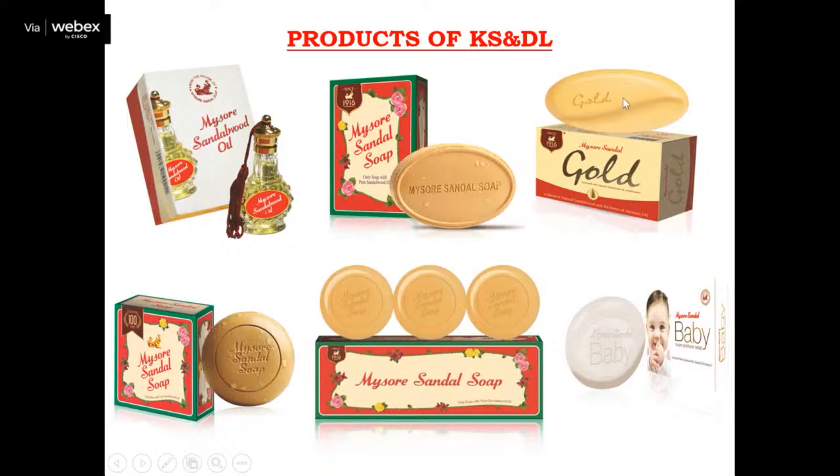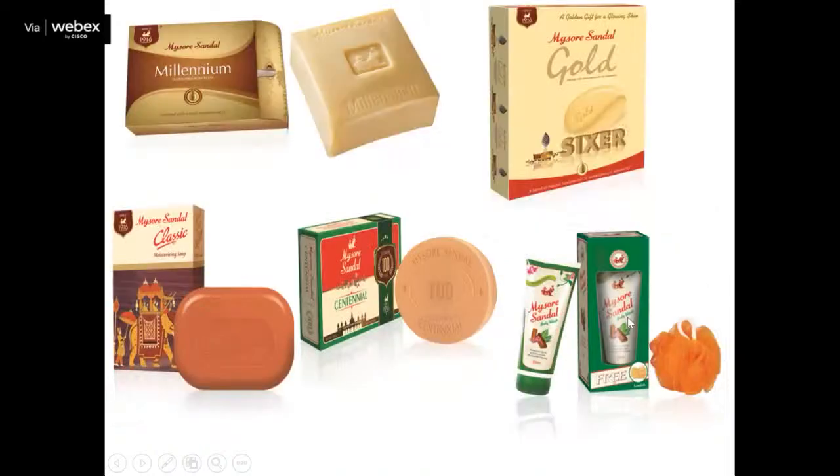And these are the products where sandalwood oil is used and produced by Karnataka Soaps and Detergents Limited. This is the Mysore sandalwood oil, and this is the Mysore Sandal soap in 75 gram. It is also available in 150 gram, 125 gram, and 100 gram variants. And it is a 3 in 1 pack of 150 gram each. The next variants are Mysore Sandal Gold and Mysore Sandal Baby Soap.